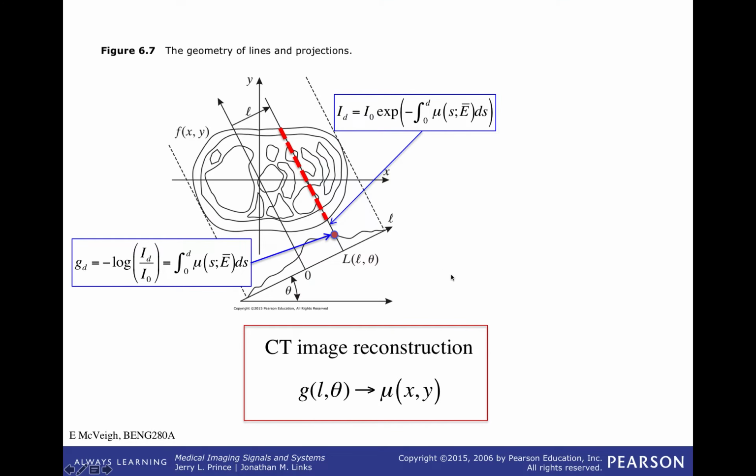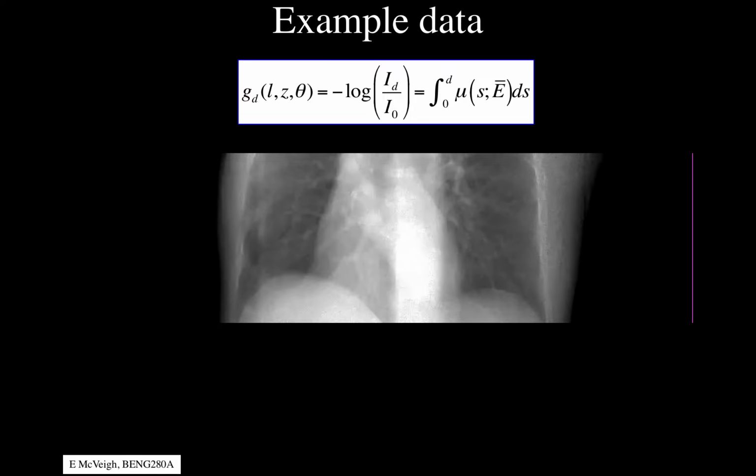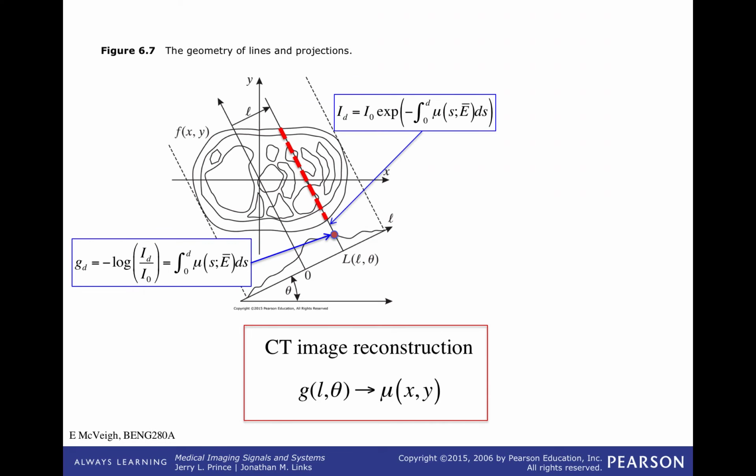Okay, so our mathematical problem is to take that data that I just showed you, which is G as a function of L and theta. We click through different thetas just by looking at the movie. So we have G of L of theta, and we want to map that back to mu xy. And that's going to be our picture. It's what is the mu xy at each location in the field of view.